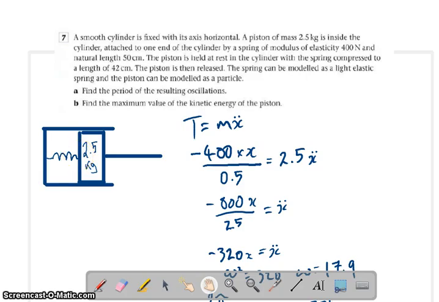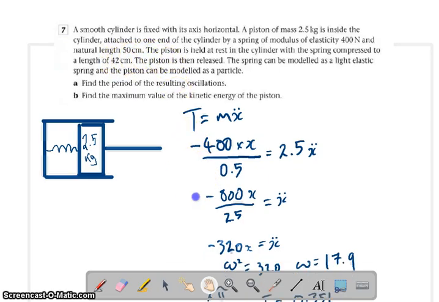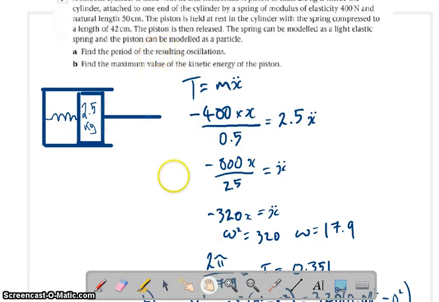Information given in the question is the mass of the piston, 2.5 kilograms, modulus of elasticity, 400 newtons, and the natural length, 50 centimeters. So obviously we'll have to use half a meter for that. The piston is held at rest in the cylinder while the spring is compressed to a length of 42 centimeters. So that's going to be a displacement of 0.08. The piston is released, and the spring can be modelled as a light elastic spring, and the piston can be modelled as a particle. Find the period.